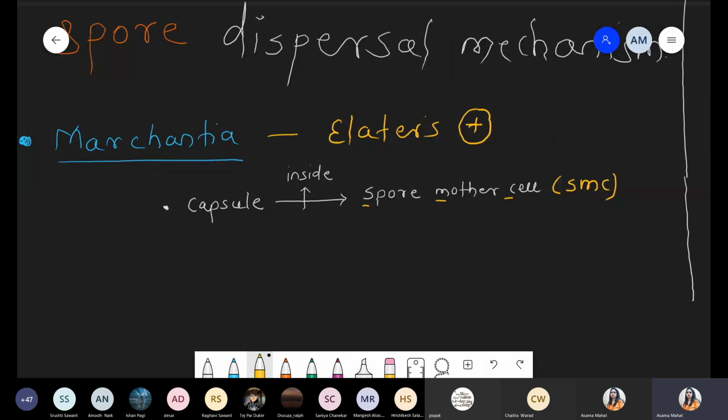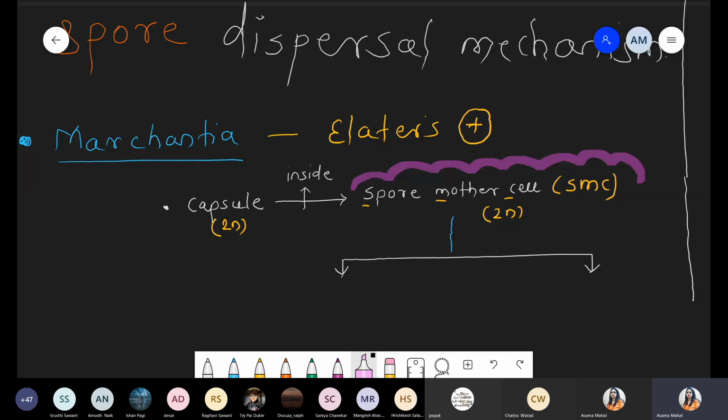If you consider the entire sporophytic body, it is diploid. So the capsule will also be diploid in nature, and the spore mother cell is also diploid in nature. Now, these spore mother cells undergo the process of meiosis. So we are looking at two cases here: what happens if these cells undergo meiosis, and what happens if they do not. We have to focus on the spore mother cell.